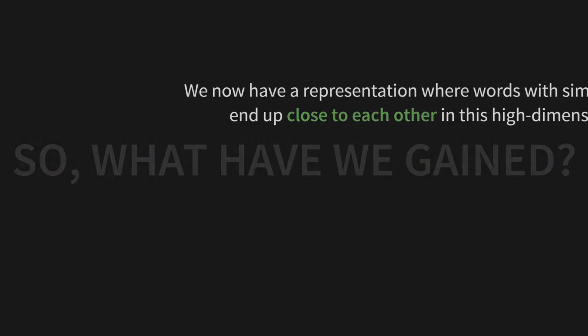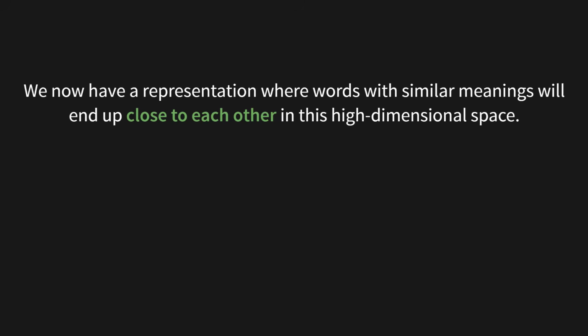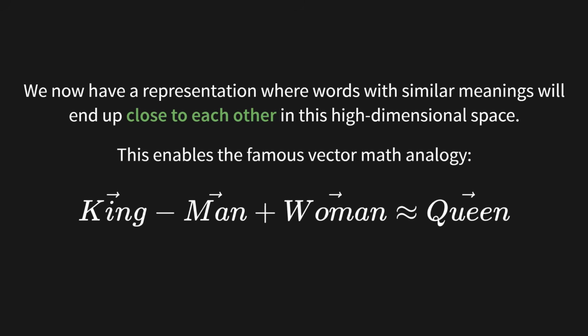So what have we gained? We now have a representation where words with similar meanings will end up close to each other in this high-dimensional space. This is what enables the famous vector math analogy you've probably heard of. The vector for king minus the vector for man plus the vector for woman is approximately equal to the vector for queen. It's incredible.